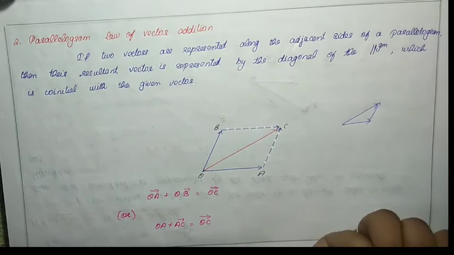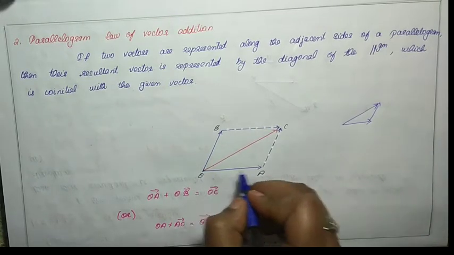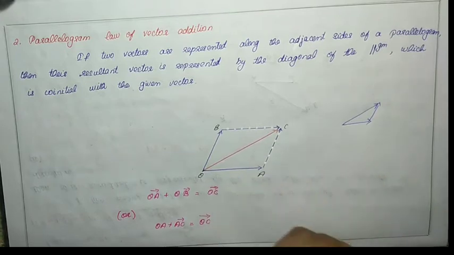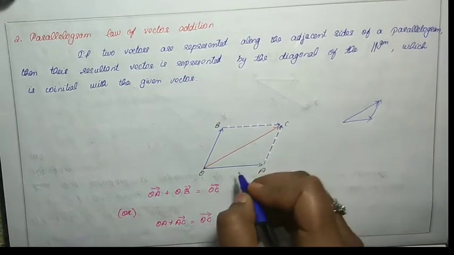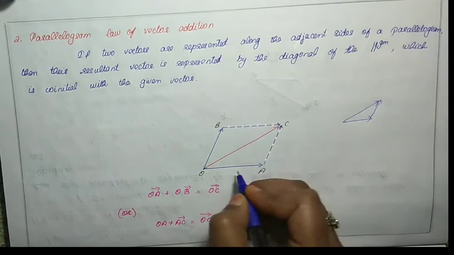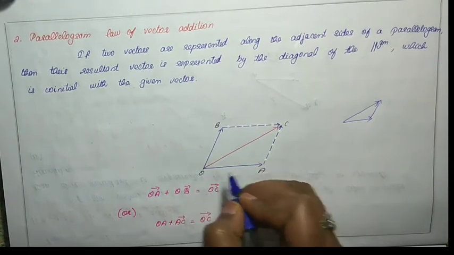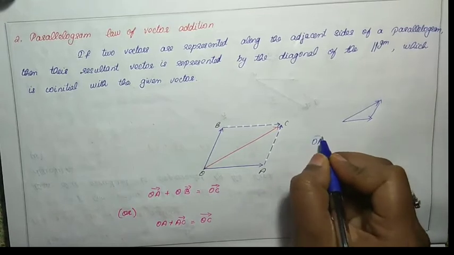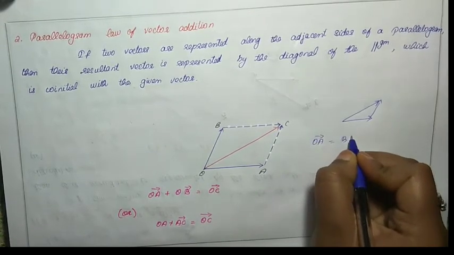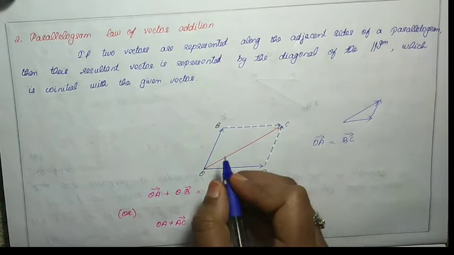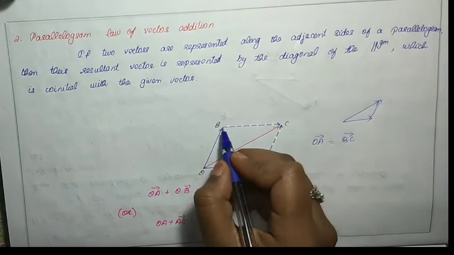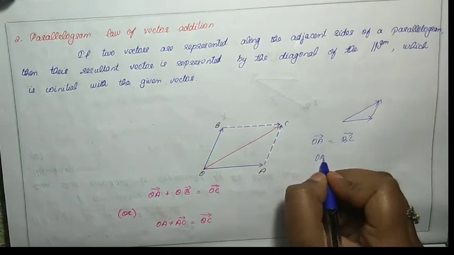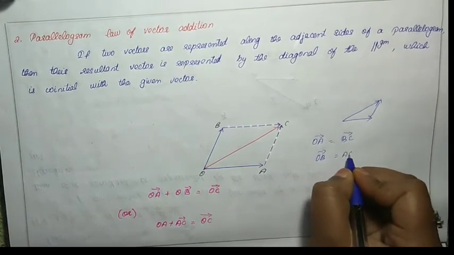Vector. So already I have taught you that the parallelogram vectors are equal. Only in the parallelogram will the opposite sides be equal. So I have taken it as OA vector and BC vector are equal. OA vector equals BC vector. Similarly, OB vector equals AC vector.